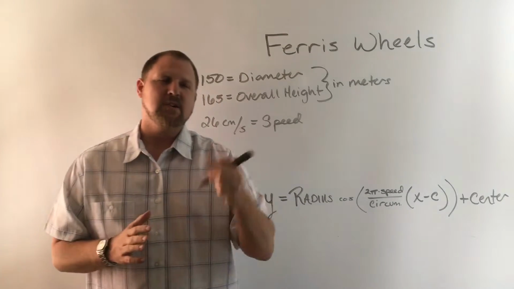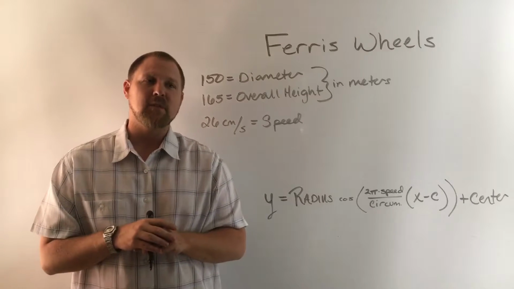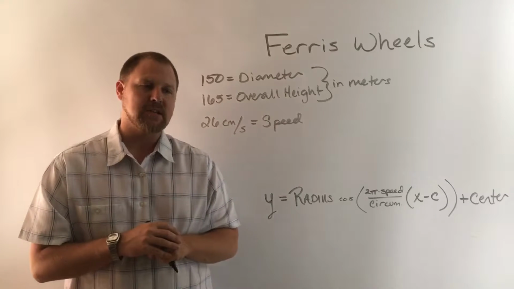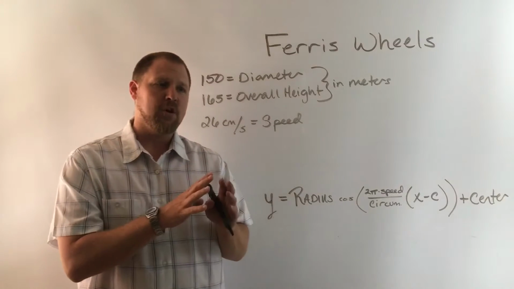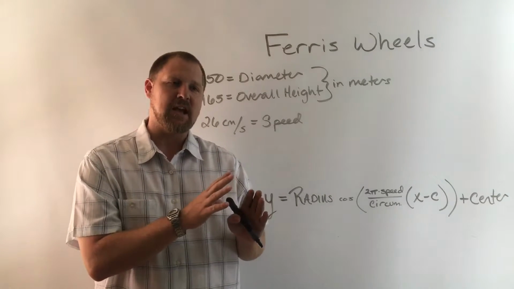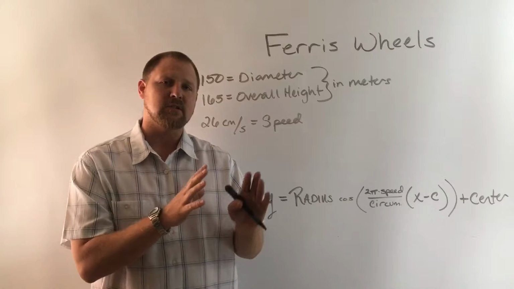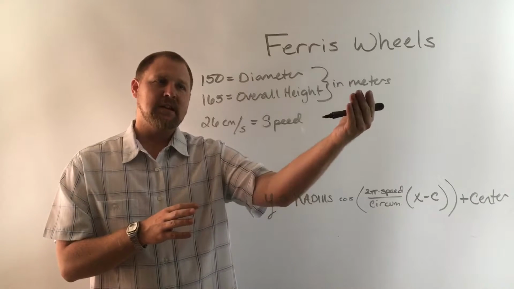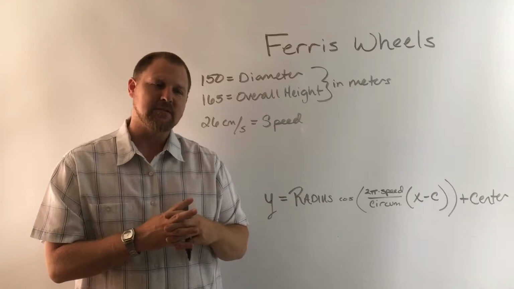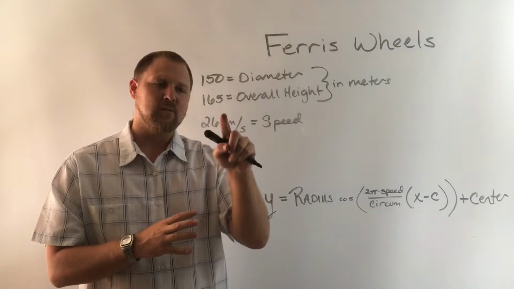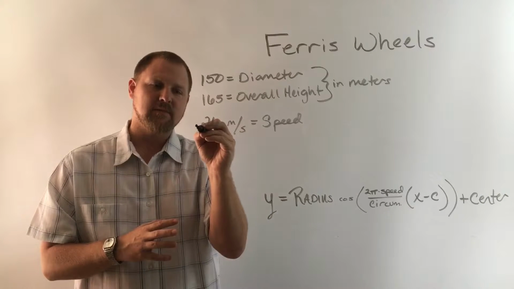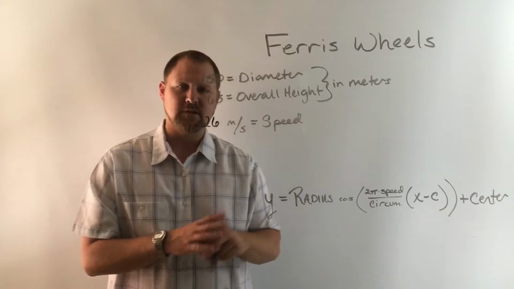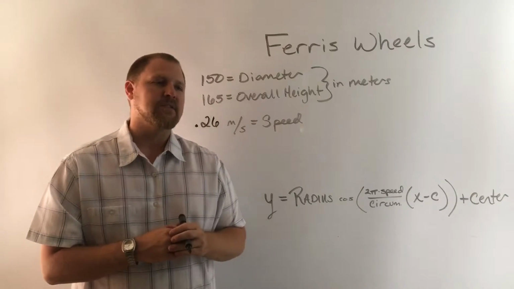All right, so with the information that we were given, the diameter is 150 meters, the overall height is 165 meters, and the speed is 26 centimeters per second. The one beginning issue that we're going to have is making sure everything is converted into the proper units. Here we have 26 centimeters per second, and up here we have 150 meters, 165 meters. So in order to make this meters per second, we just have to divide by 100 and put the decimal in front: 0.26. And that gives us 0.26 meters per second, our speed.